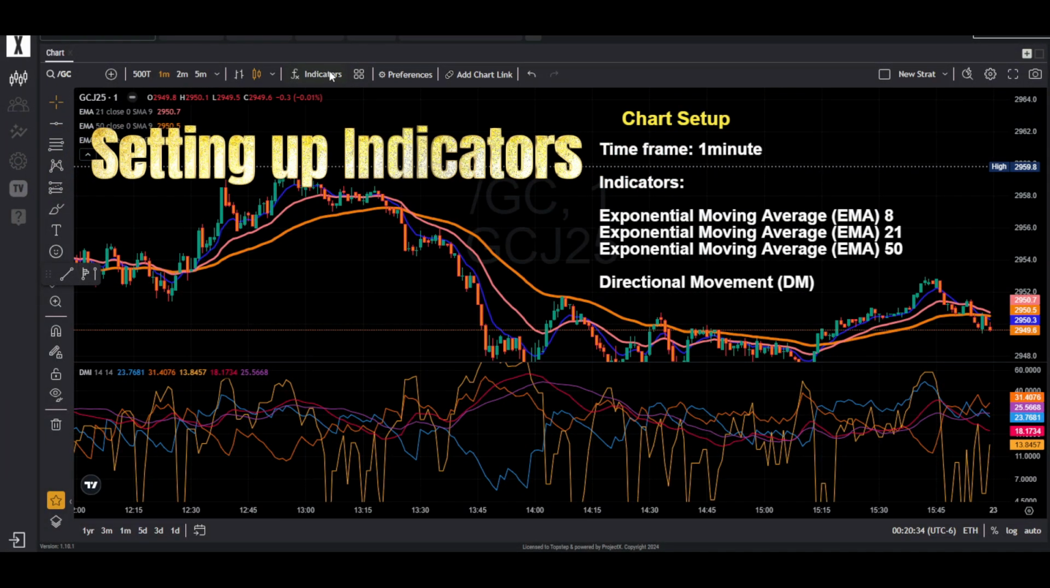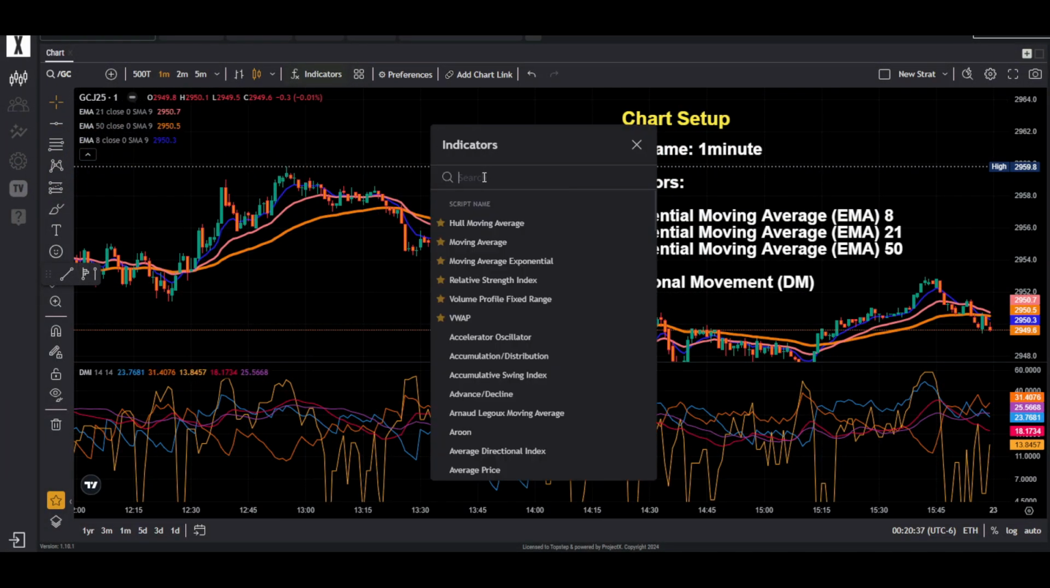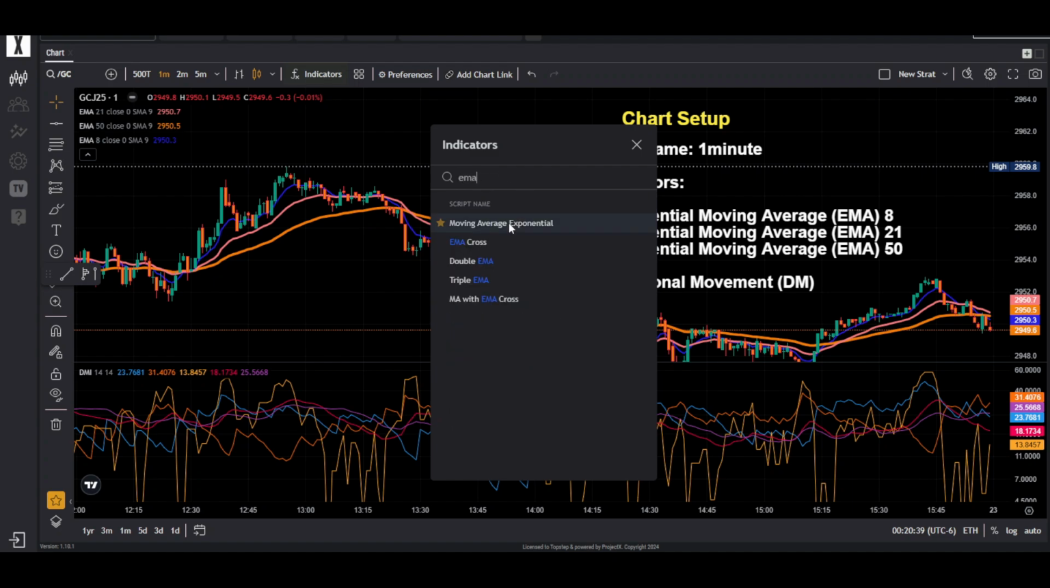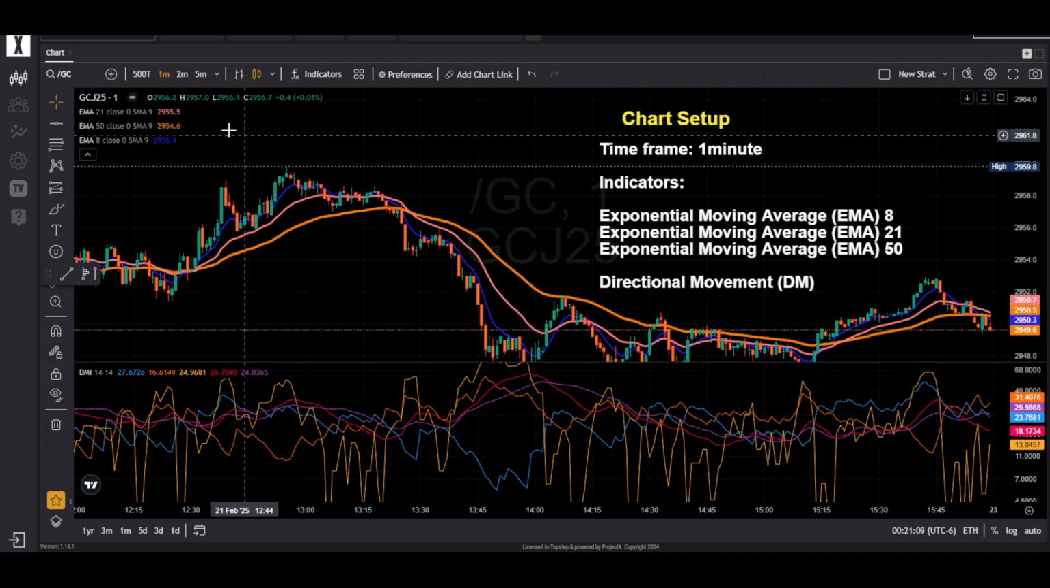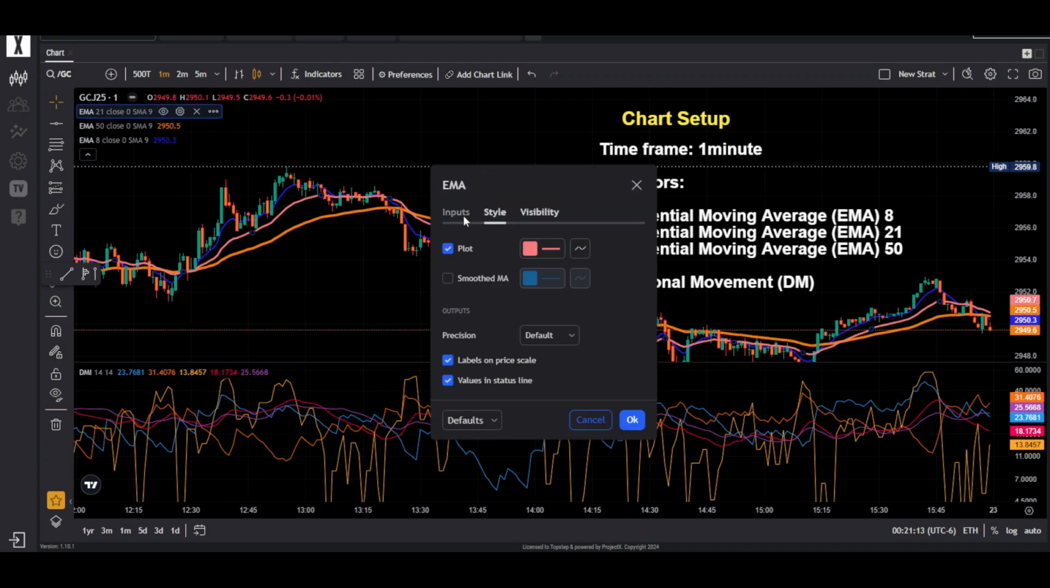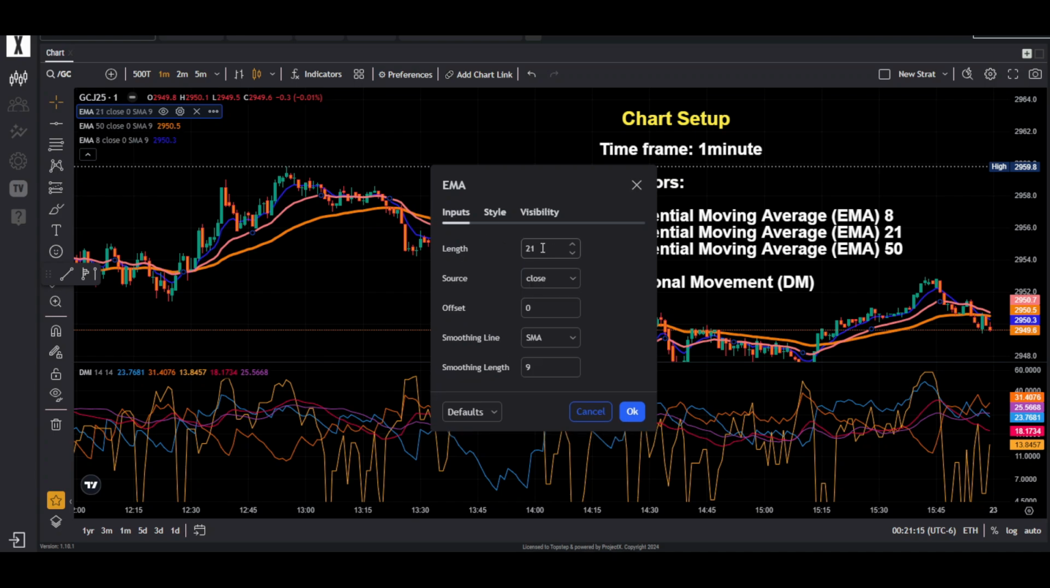You'll click on Indicators, type EMA. You'll see Moving Average Exponential. Just click on it 3 times. Then after that, you're going to type DM for directional movement. So adjusting the EMA setting. Now let's set up the EMAs. Click on Settings for the first EMA. Under Inputs, change the length to 8. In this case, I clicked on 21, so its length is 21. But in your case, you'll be doing it EMA 8, 21, and EMA 50.